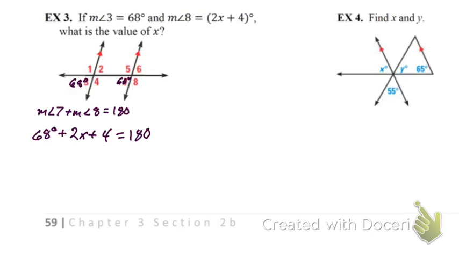Now we're going to go ahead and solve this. What does this come down to if I actually work it out? 2x equals 108. Then x equals 54. Yeah, x equals 54.